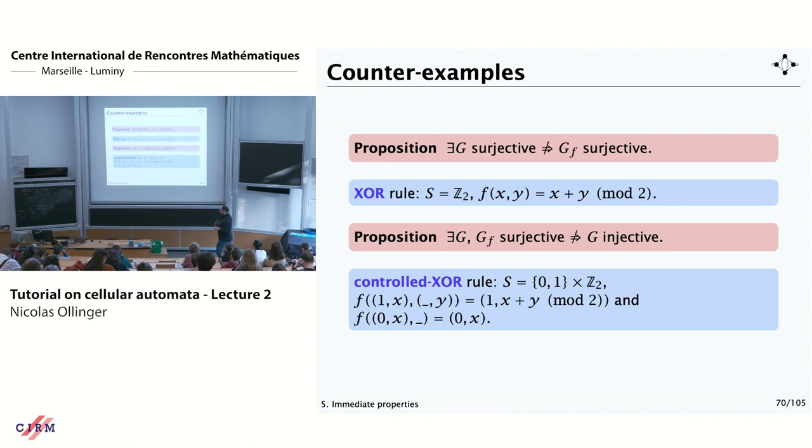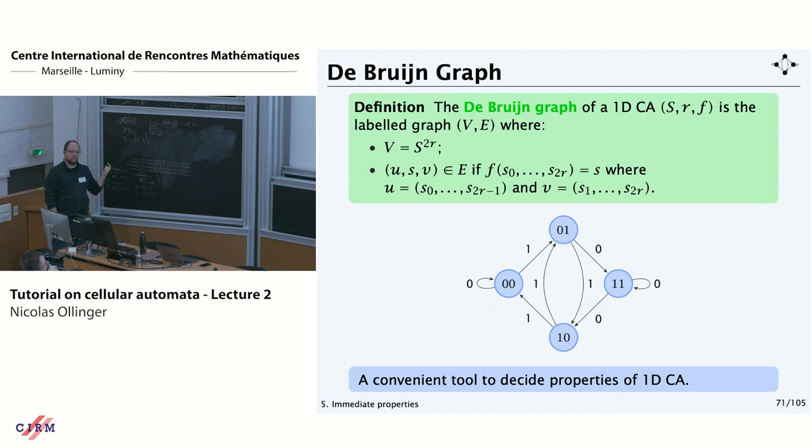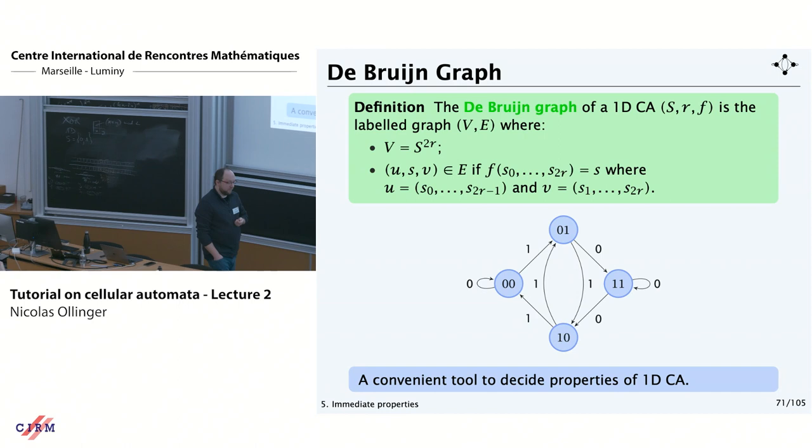OK, but I was talking about computing in the beginning. We compute nothing right now. So if I give you a cellular automaton by its local rule, how can you test, for example, if it's injective? Or how can you test if it's surjective? So there is a nice tool for that.